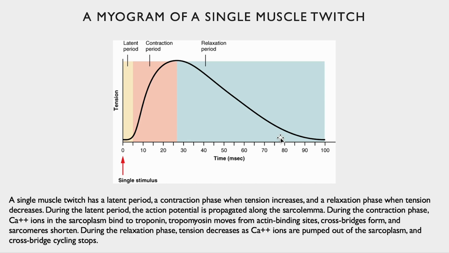These are the different phases of the muscle twitch. The action potential is propagating, calcium is being released. There is increased tension generation, formation of the cross bridges, shortening of the sarcomeres, and then calcium is removed, pumped back into the sarcoplasmic reticulum, so the muscle fiber returns to the resting state.